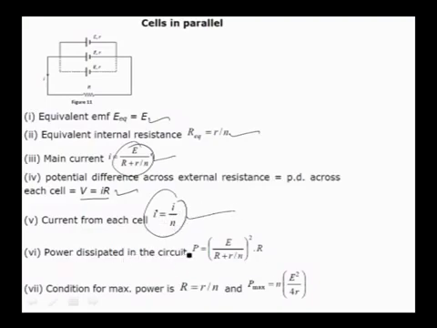Similarly, the power dissipated in this case is I squared R, that is E divided by R plus r by n, whole squared, into R. The condition for the maximum power is that the external resistance should be R = r by n, and the maximum power is equal to nE squared by 4r.